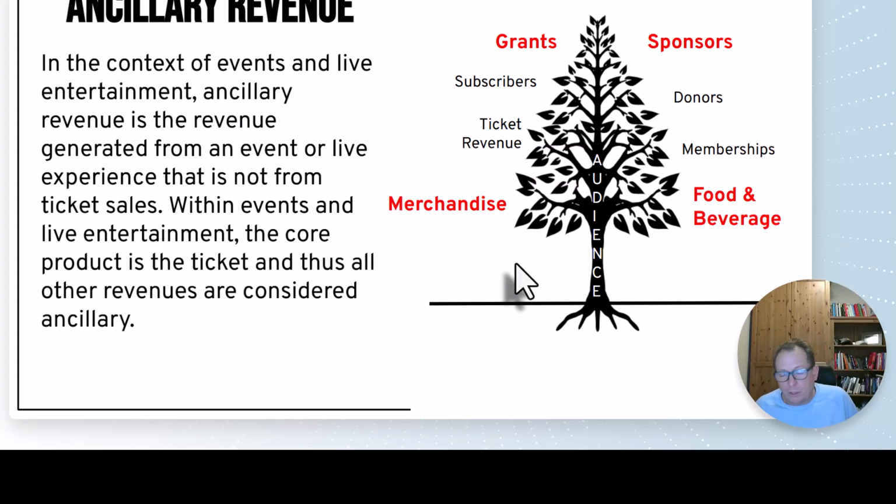So one of the areas that we're going to talk about this week, and you're going to see in your event math, is ancillary revenue. Okay? So ancillary revenue is essentially non-ticket sales revenue. The most common examples we're going to talk about today are things like grants or sponsors or merchandise or food and beverage.